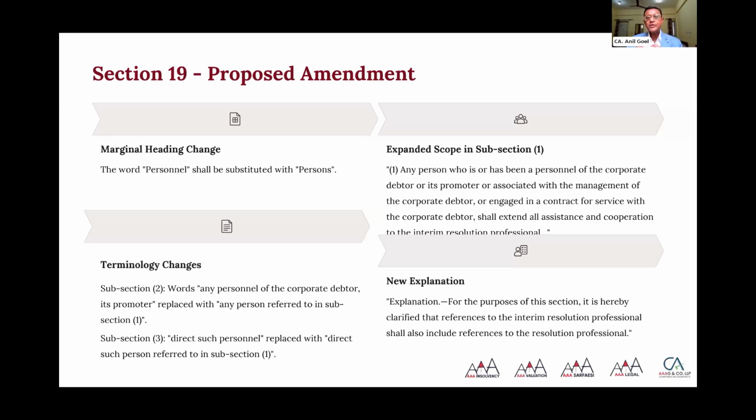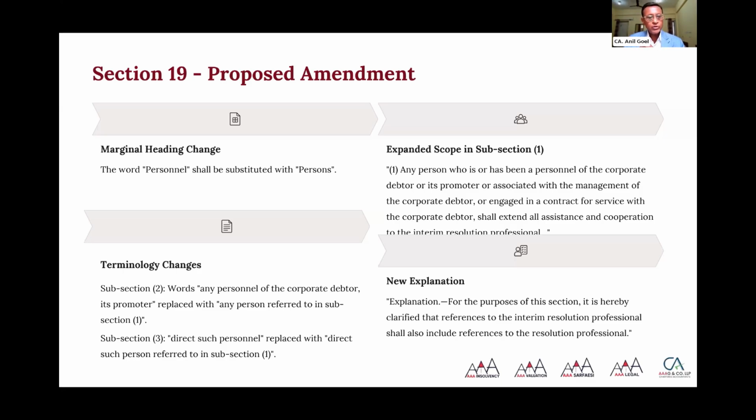Now the Section 19 subsection 2 application can be filed against any person, even ex-employees, even any person who was associated with the management, even any person who was engaged for any kind of service, maybe a lawyer, maybe a chartered accountant, maybe a consultant. Everyone can be dragged under Section 19 subsection 2 before the adjudicating authority in case he is not providing the information which is being sought by the IRP.